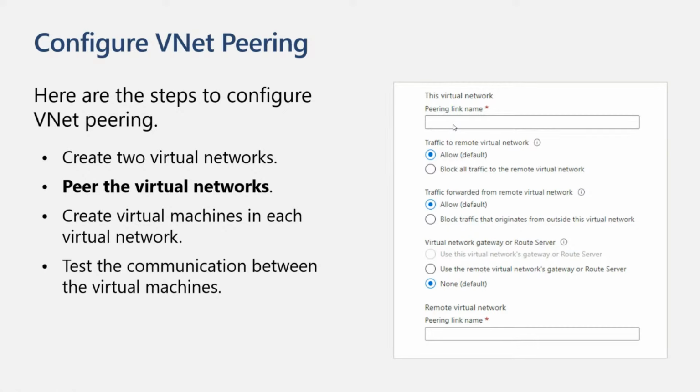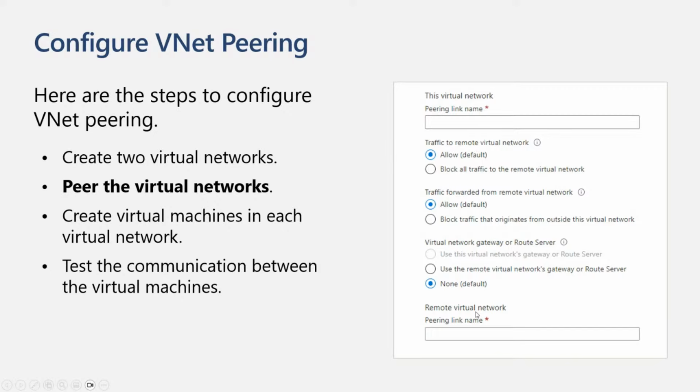And then you'll notice that we have this traffic to remote virtual network. I want to keep this as the default for allow. I also want to allow traffic forwarded from remote virtual network, keeping everything as the default. You'll also notice that we have this virtual network gateway. Right now, we haven't yet discussed that, so we'll keep it for none. And then lastly, we have this remote virtual network peering link name.